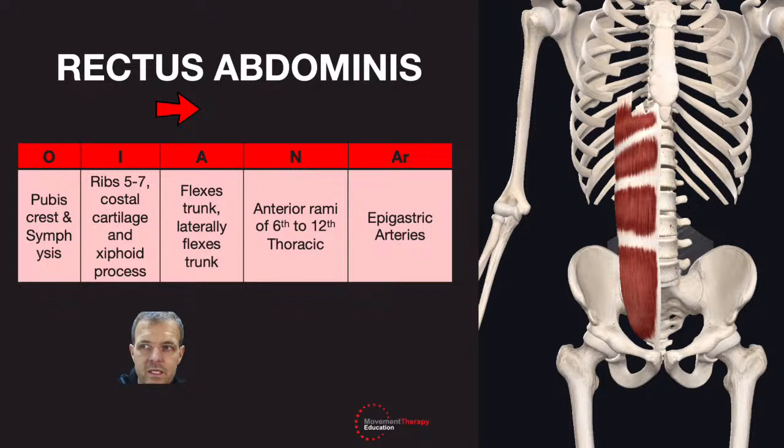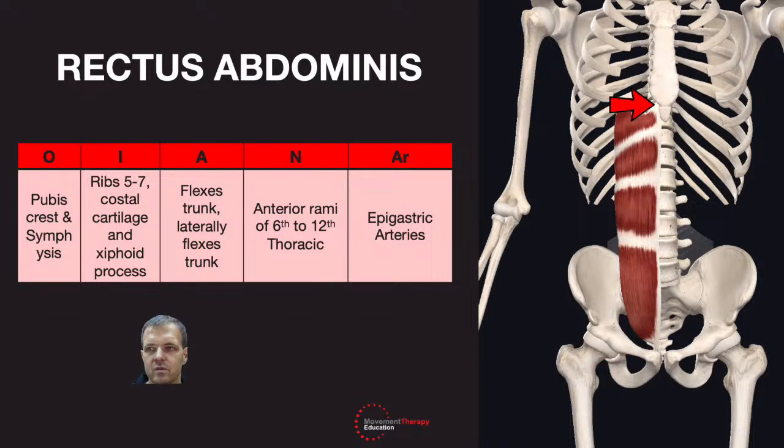The definition was that the origin was the fixed point, and the insertion was the bit that moved. But the problem is, with something like rectus abdominis, it depends what you're doing. So if we have a look here, we've got flexes the trunk. Let's stick with that one. Basically like in a sit-up, you're going to be using this muscle. It attaches on the ribs, and it also attaches on the pubis.